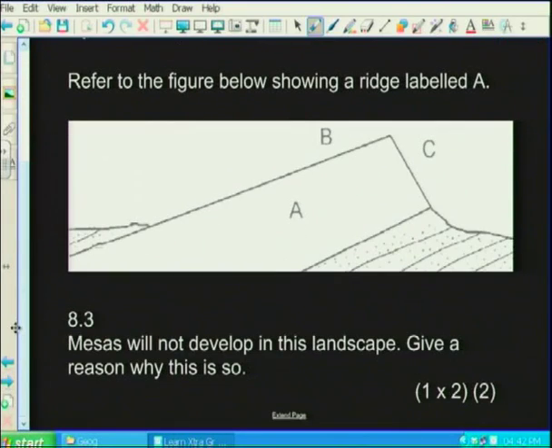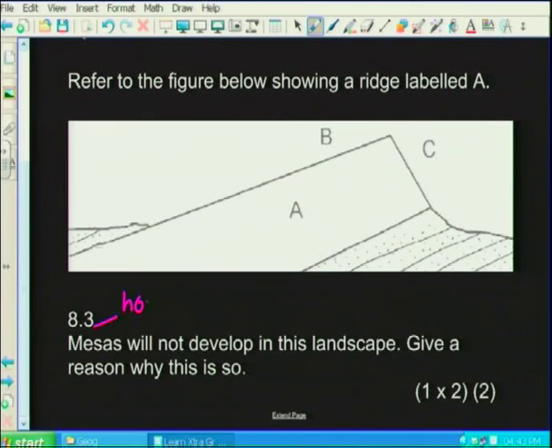Okay, 8.3. Mesas will not develop in this landscape, and give a reason why this is so. I've spoken to you numerous occasions now. A mesa is a form of horizontal strata. Okay, and the diagram that we're looking at above is an example of inclined strata. Therefore, a mesa cannot develop in an inclined strata area.